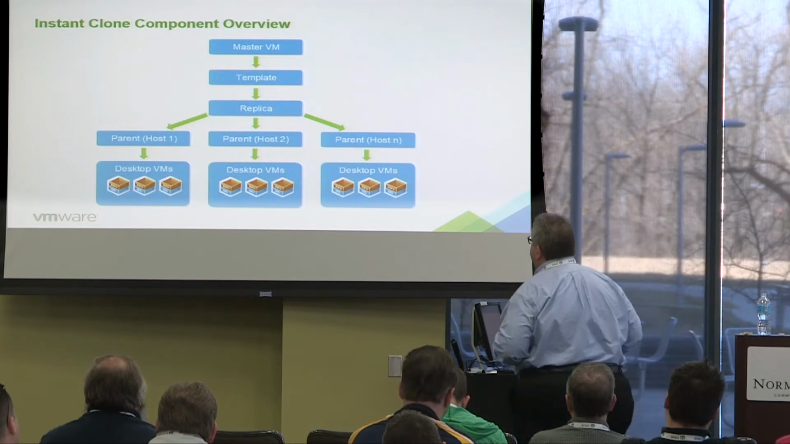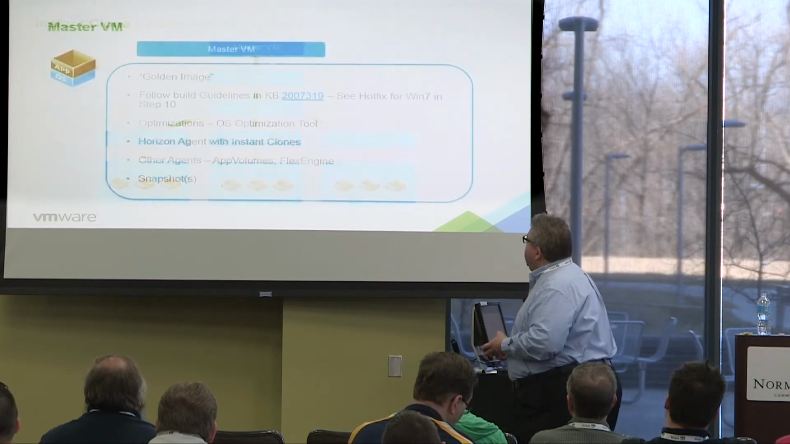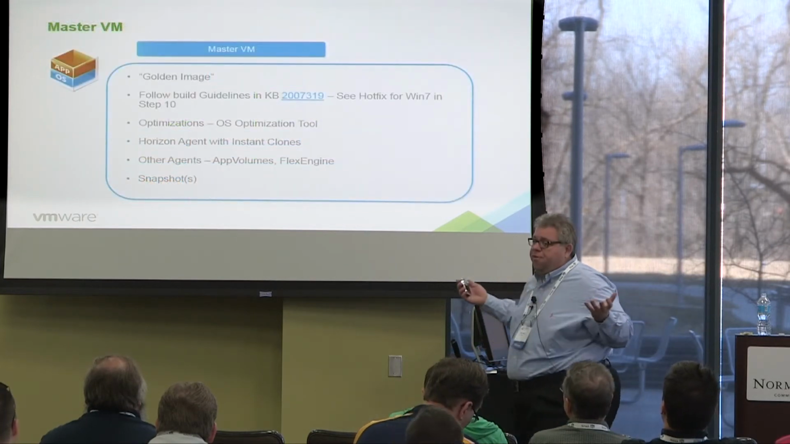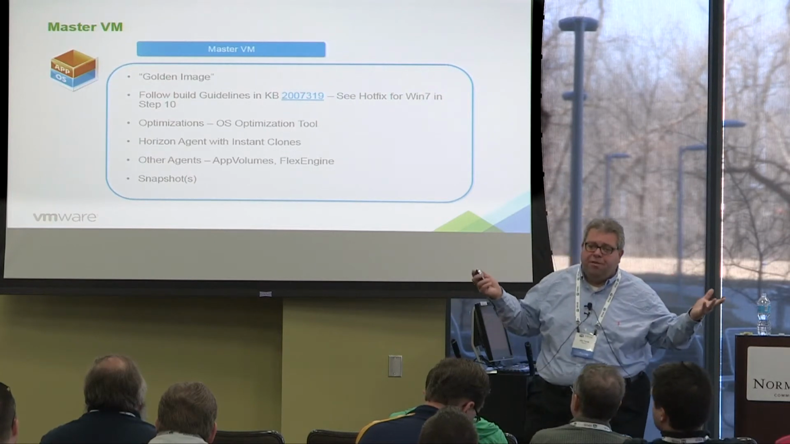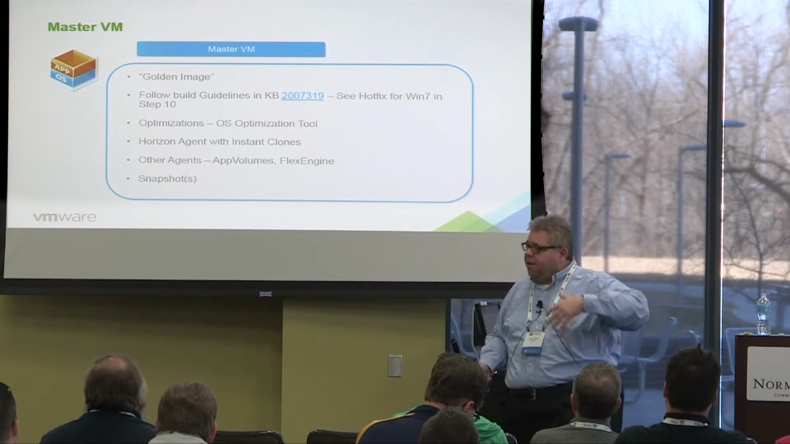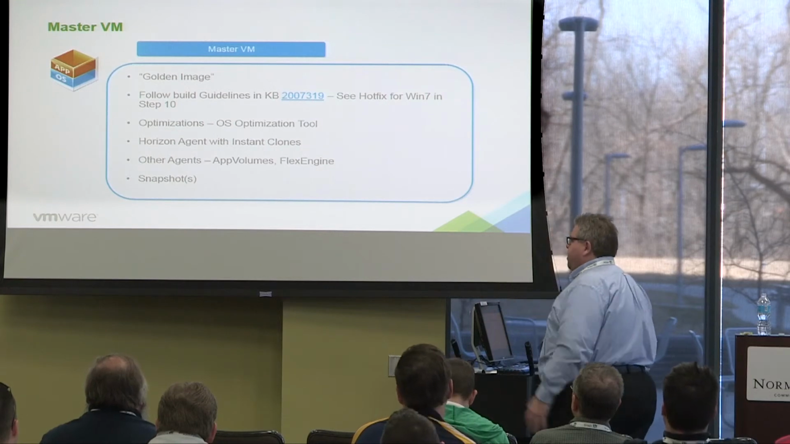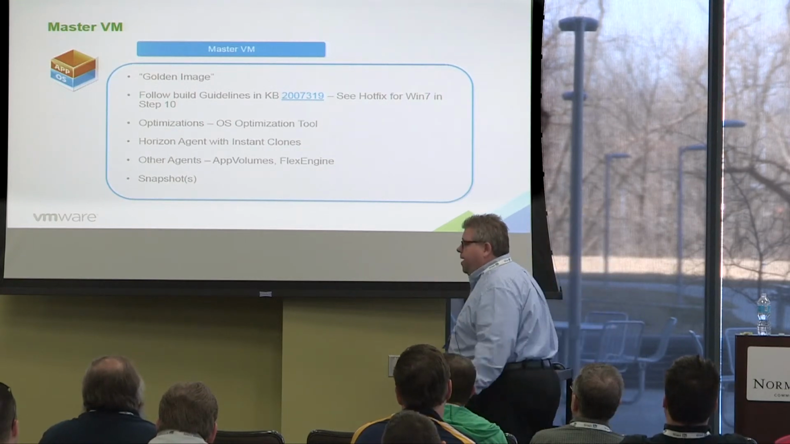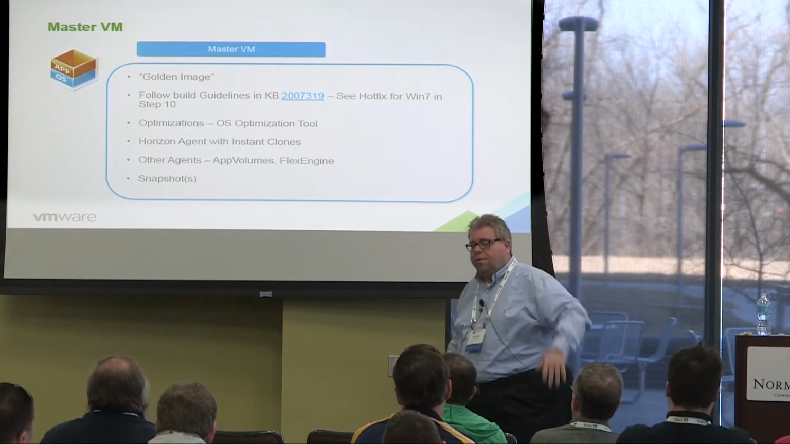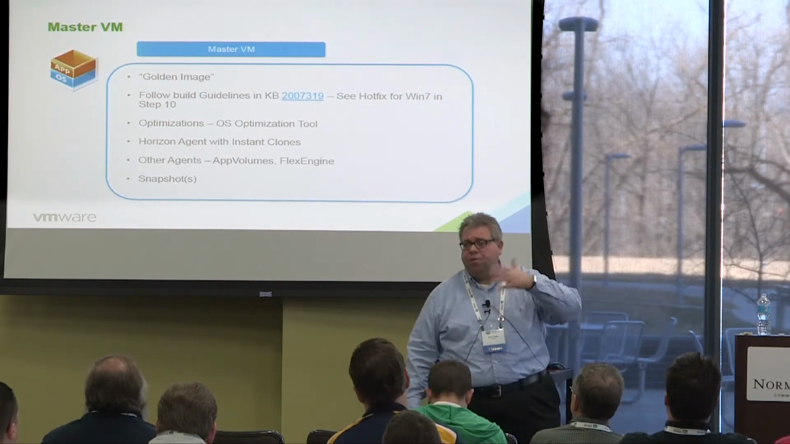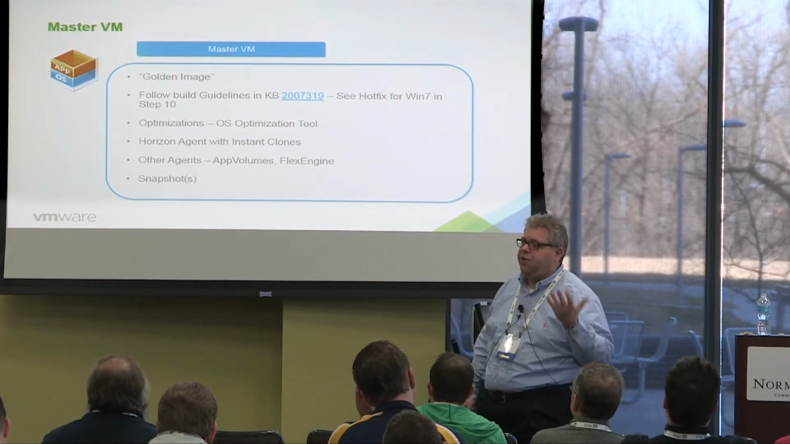You know exactly what all these things are. The master VM is pretty straightforward. It's something we're really familiar with. It's the golden image, right? I build it, I optimize it, I snapshot it, I put my other agents on it, and it's ready to go to be my base image. I can have multiple snapshots off of that, just like I do with linked clones.